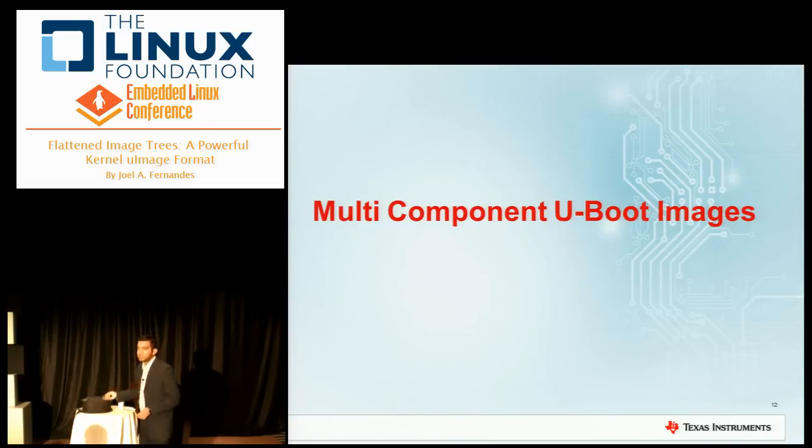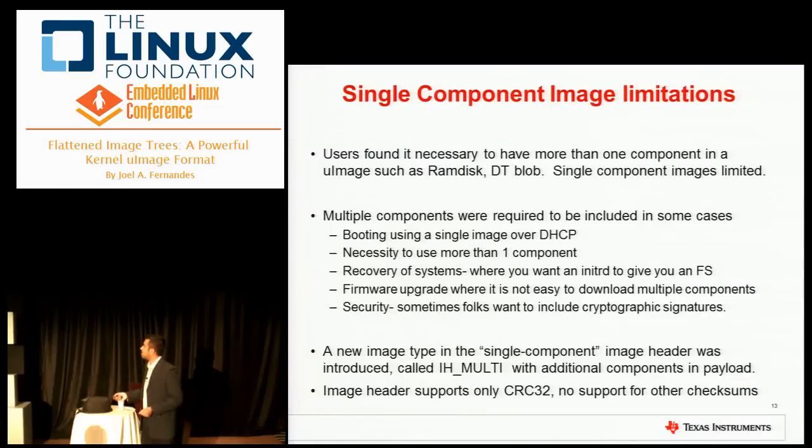So then we come to multi-component U-images, where we have the notion of embedding more than one component in a U-image, like a device tree blob, RAM disk, and things like that. So what were the limitations of single component images? Users wanted to embed more than one component, obviously, all in a single image. There are a lot of use cases that cannot be handled. And you have other use cases like booting through DHCP. You want to pull just one image. You don't want to pull three different components from different locations. Kind of messy.